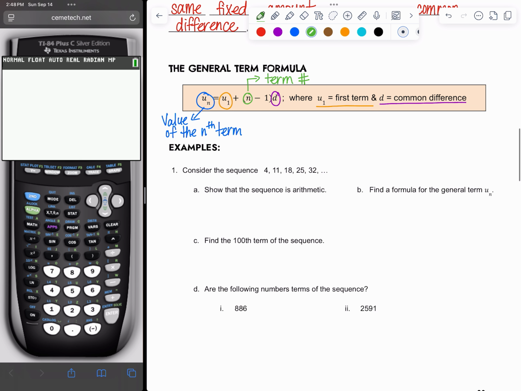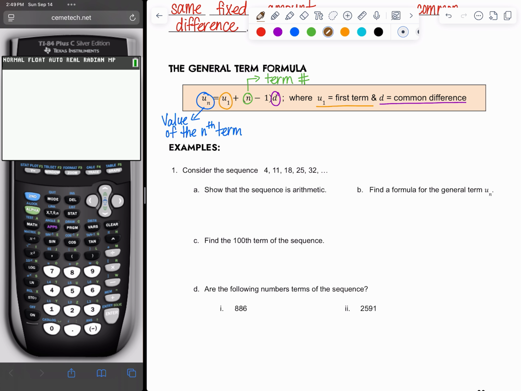It says consider the sequence 4, 11, 18, 25, and 32 continuing on. It says show that the sequence is arithmetic. So remember, if you are an arithmetic sequence, you have to have a common difference. The word difference means to subtract. So we're going to subtract to see if we get the same numbers. We're going to take two consecutive numbers at a time.